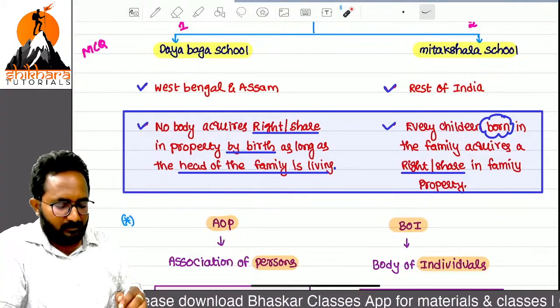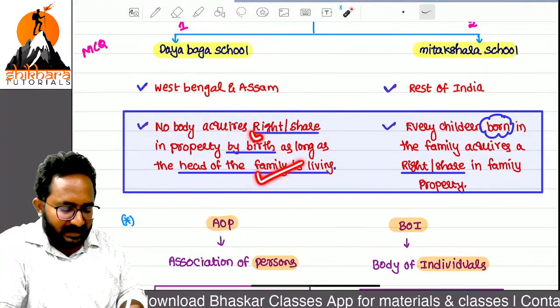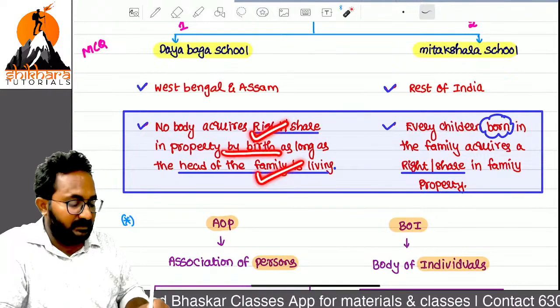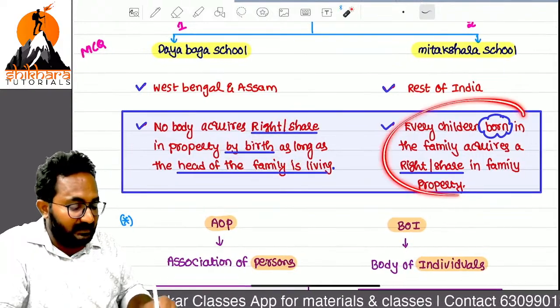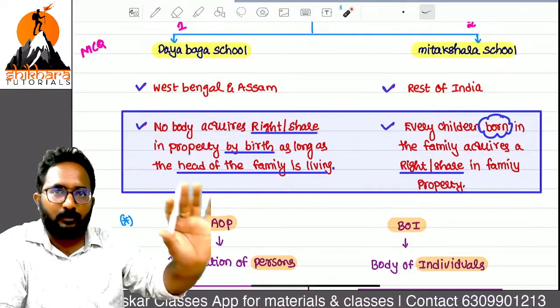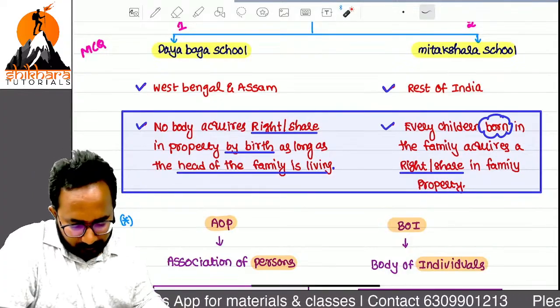Sir, while the head of the family is alive, you can't get any share by birth itself. But here, by birth itself, you can get a share from the what, ma? HUF property. Clear?